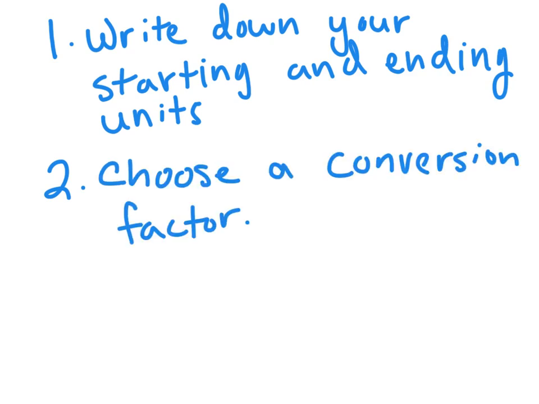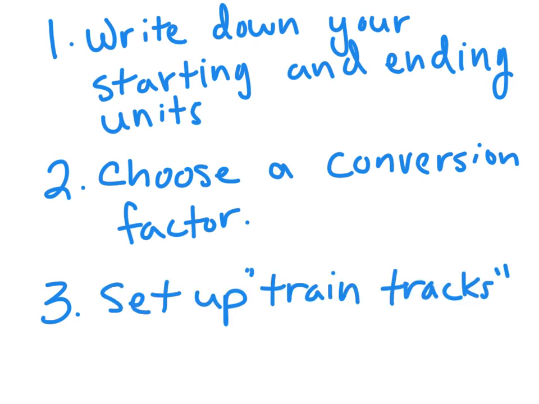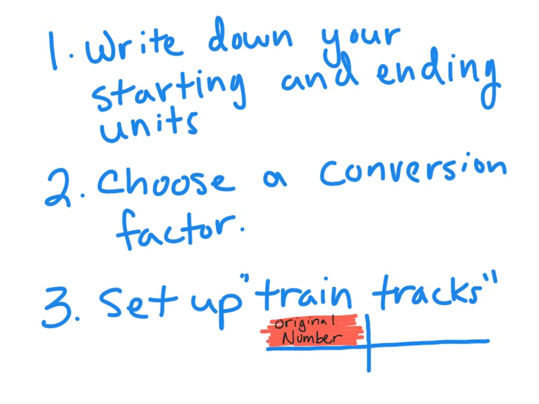Now, for step 3, you are going to set up what we call train tracks. Now, train tracks are just a way of organizing our work. So train tracks end up looking something like this. I'll go ahead and draw it out. So our train tracks look like a cross. And we are always going to put our original number right in this section of the train tracks. Okay? So we put the original number there.